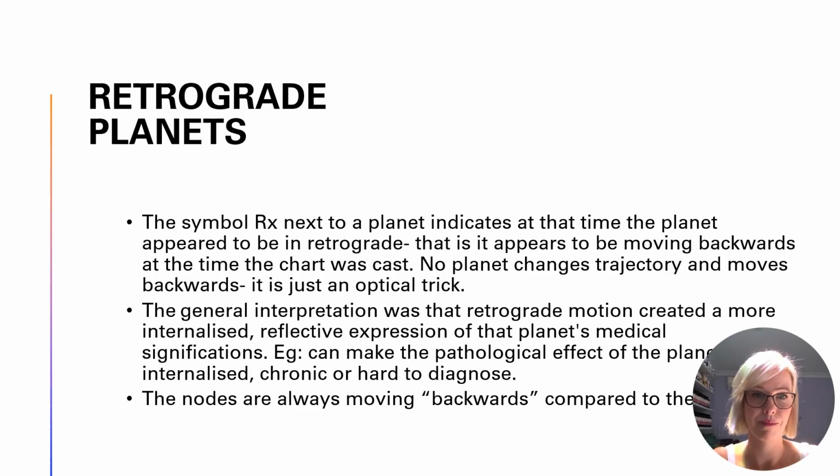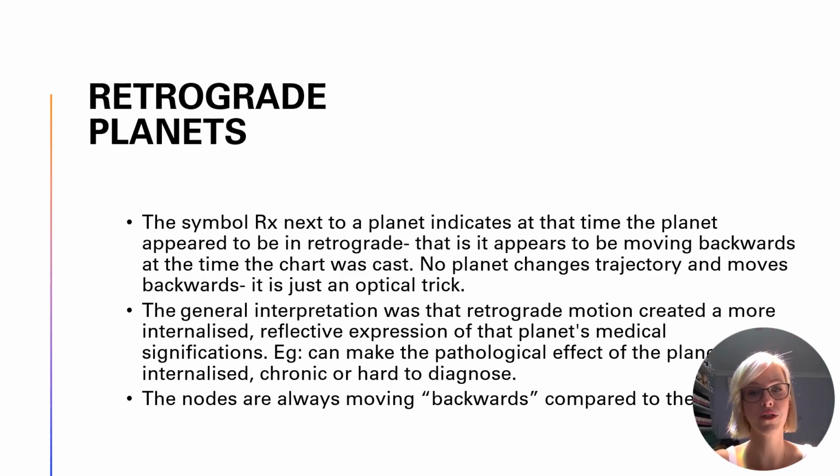Retrograde planets. The symbol Rx next to a planet indicates at the time the planet appeared to be in retrograde. That is, it appears to be moving backwards at the time the chart was cast. No planet changes trajectory and moves backwards. It's an optical trick. The general interpretation was that retrograde motion created a more internalized reflective expression of that planet's medical significations. For example, it can make the pathological effect of the planet more internalized, chronic, or hard to diagnose.